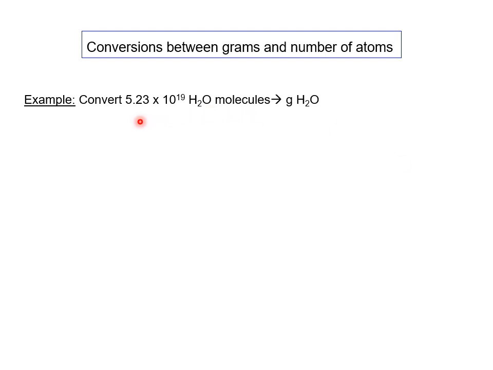So let's say we're given 5.23 times 10 to the 19 H2O molecules, and we want to convert that to grams of H2O. Notice that it says H2O molecules, not H2O atoms, because H2O is not an atom, it's a molecule, right? I can't refer to it as an atom. Avogadro's number is not just used for an atom. Avogadro's number is that number 6.022 times 10 to the 23rd. It could be used for anything. It could be used for atoms, for molecules, for compounds, for cars, for beads, for rice, anything I want to. In this case, I'm using it for molecules.